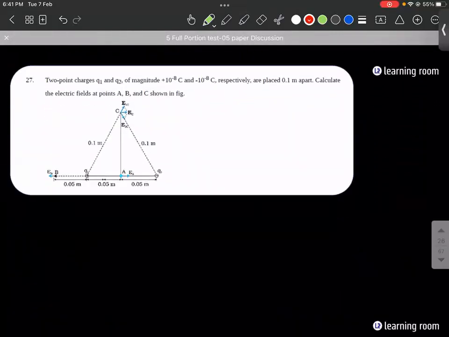So 27th is an NCERT problem. 2 point charges Q1 and Q2 of magnitude 10 power minus 8 and minus 10 power minus 8 respectively are placed 0.1 meter apart. Calculate the electric fields at points A, B, and C.